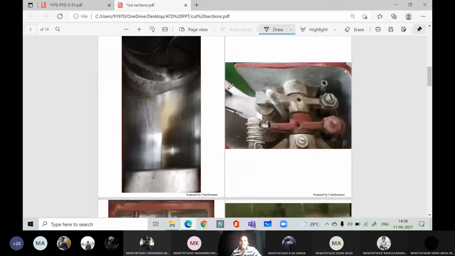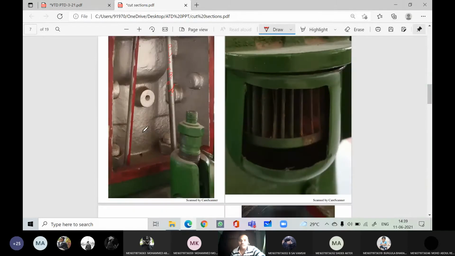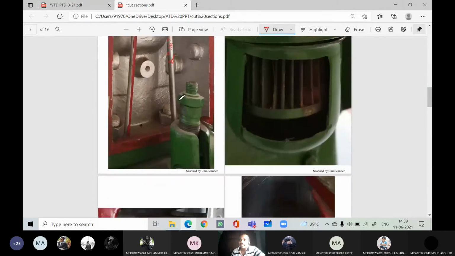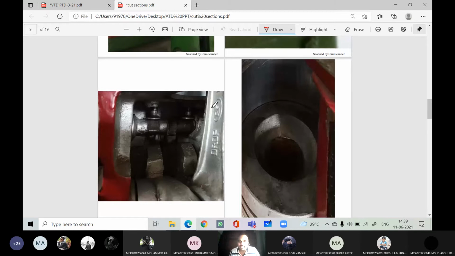Now you can see this is the cylinder liner, and we can see one valve over here and one more valve over here. And what are these rods? These rods are called push rods. Yes or no? So how are these push rods operated? Anyone please tell me. With the help of the camshaft.